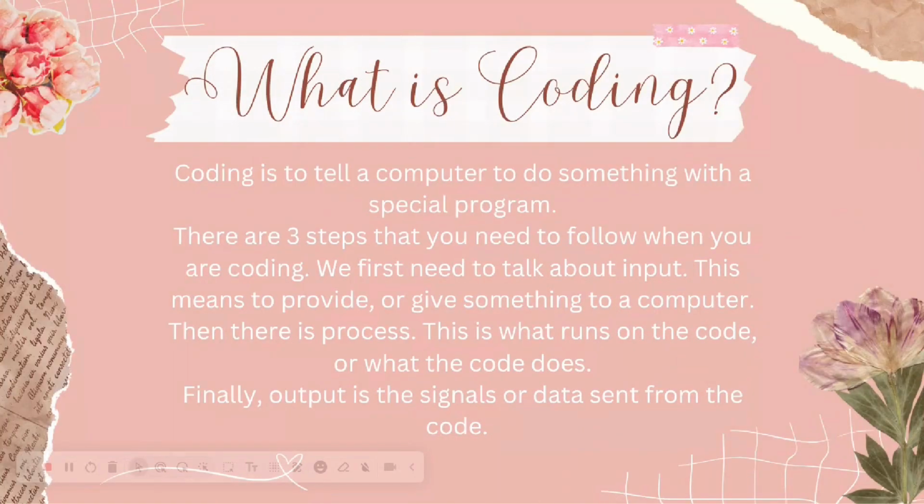What is coding? Coding is telling a computer to do something with a special program. There are 3 steps that you need to follow when you are coding. First, we need to talk about input. This means to provide or give something to a computer. Then there is process. This is what runs on the code, or what the code does. Finally, output is the signals or data sent from the code.